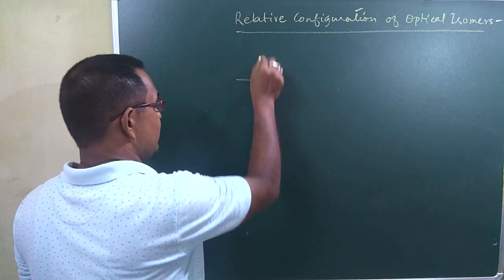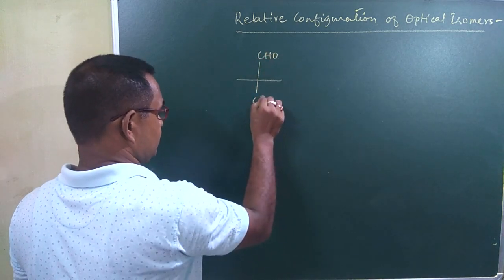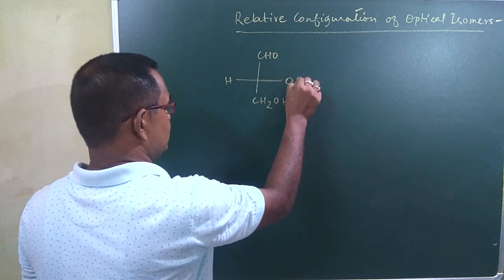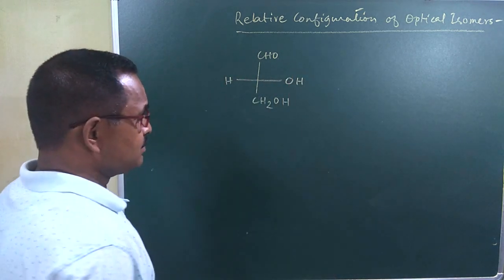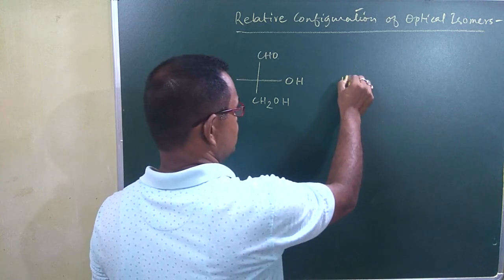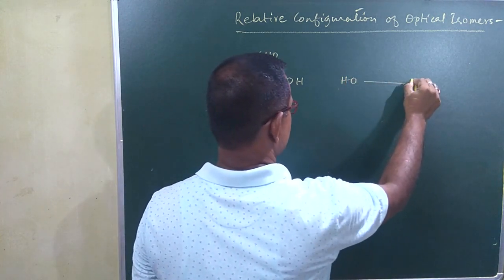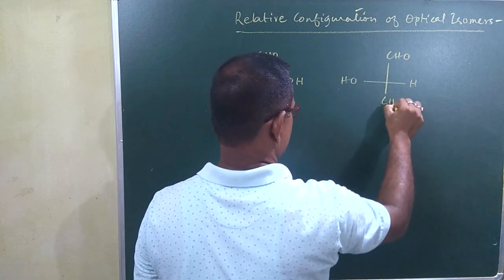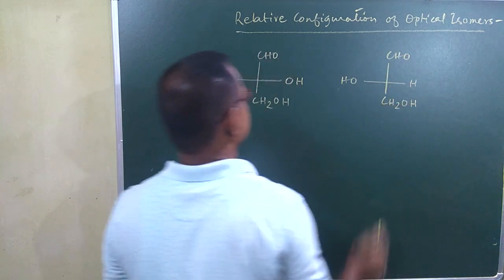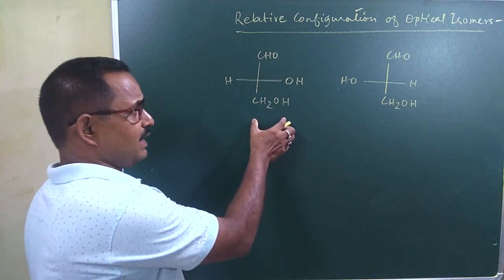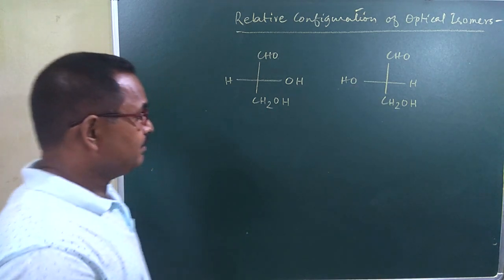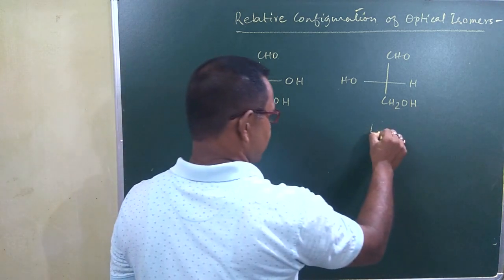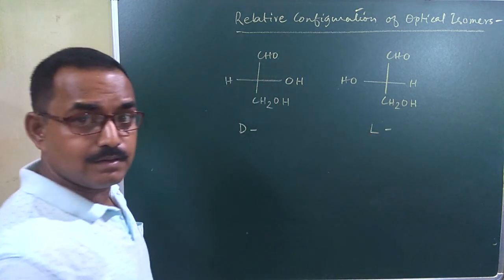For glyceraldehyde, we have two optical isomers. This one and its mirror image. This is dextro, this is levorotatory. Now, this is called D-glyceraldehyde and this is called L-glyceraldehyde.